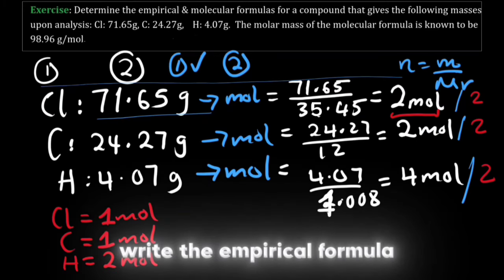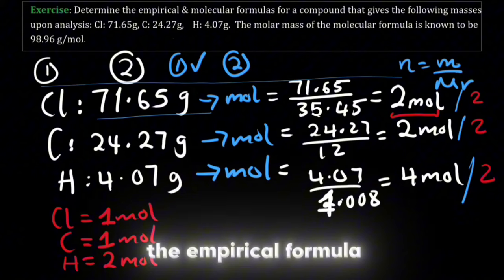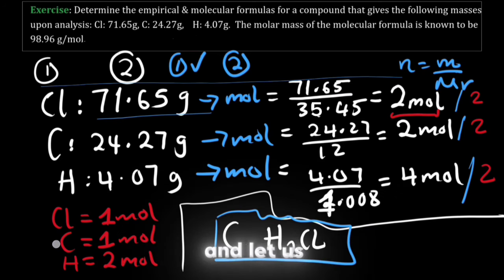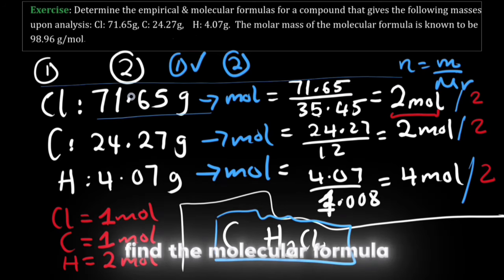Now let us write the empirical formula. Empirical formula will be, we have here C and we have H and we have Cl. So we have 1 of C, so we will not write anything here. And we have 2 of H, so we'll write this here, H2. And we have how many Cl? We have 1. So this here is your empirical formula. Now let us make some space here and let us find the molecular formula.